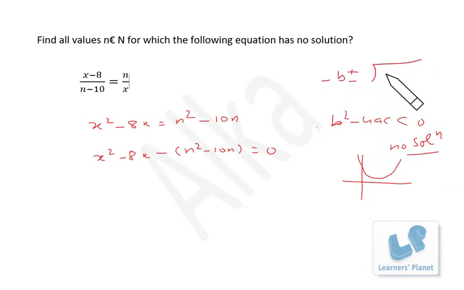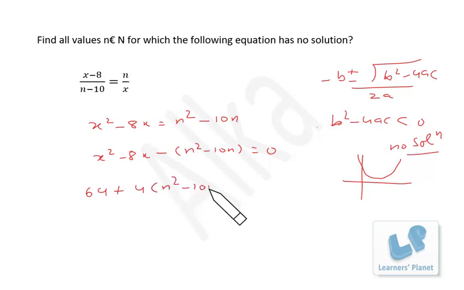Minus b plus minus square root of b square minus 4ac upon 2a. So if the expression under the square root is less than 0, that means we will not have a real solution for this equation, right? So precisely we have to do b square minus 4ac less than 0. So what is b square? Here it is 64. Minus 4a is what? 1. C is what? Minus, so I just make it plus. n square minus 10n should be less than 0.